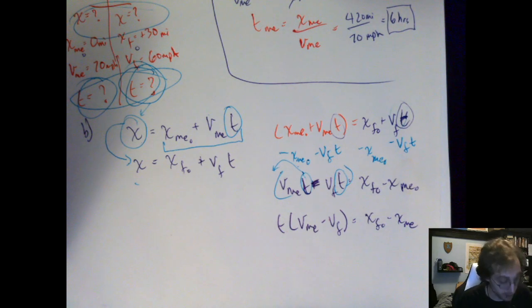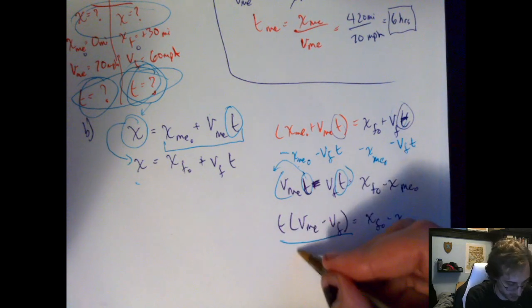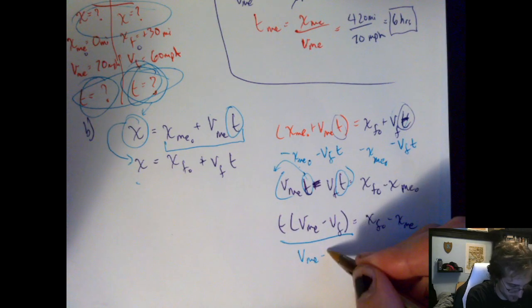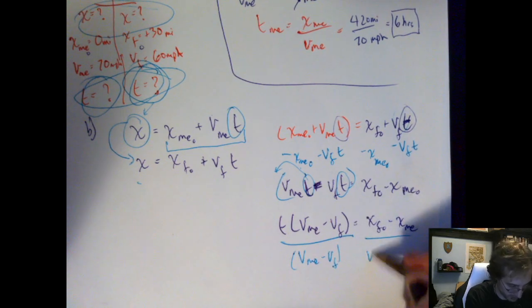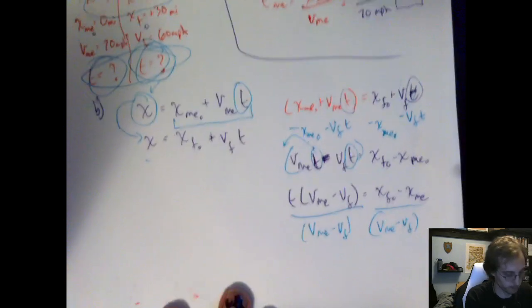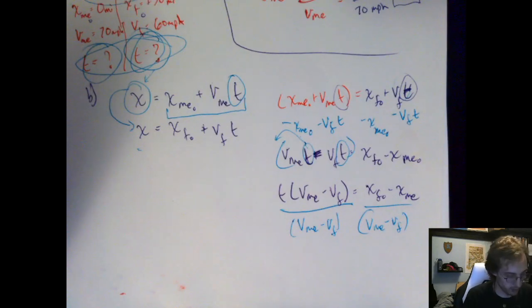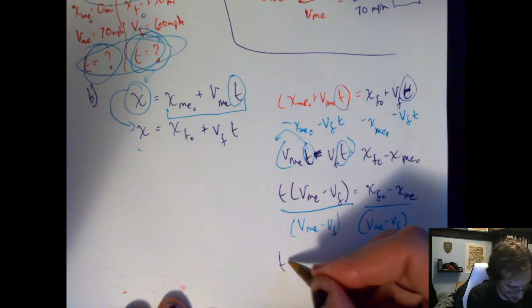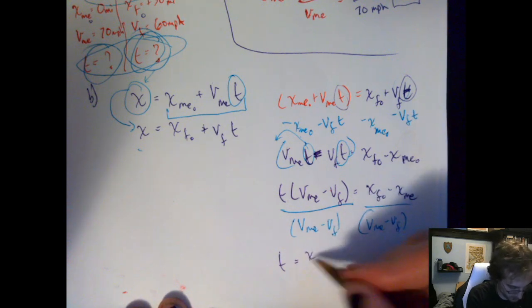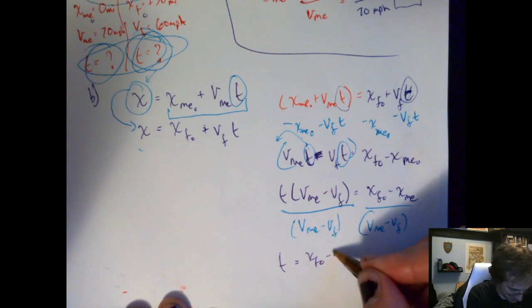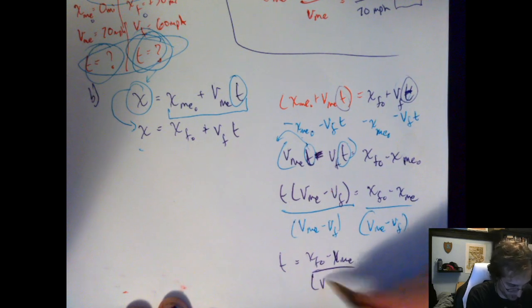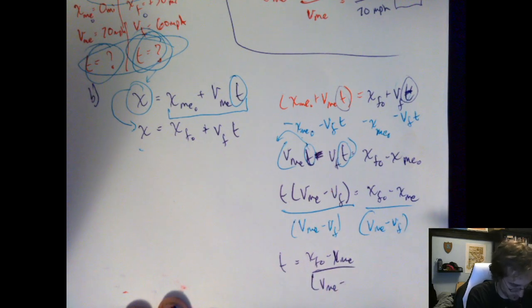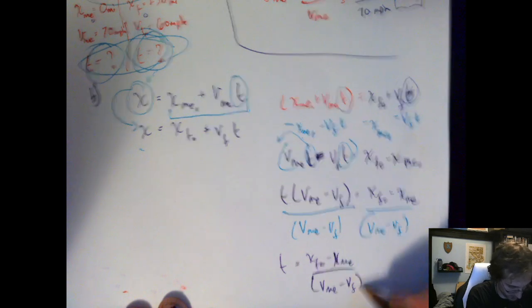And so what I can finally do to get my answer is divide each side by that velocity of me minus velocity of the friend. And we're done once we plug in. And so we've got time is equal to the position of a friend minus the position of ourselves divided by the velocity of ourselves minus the velocity of our friend.